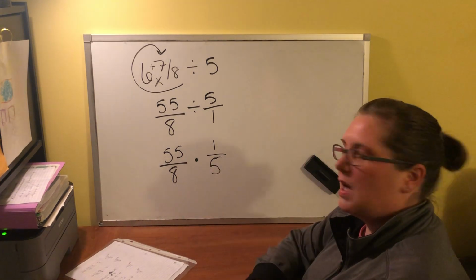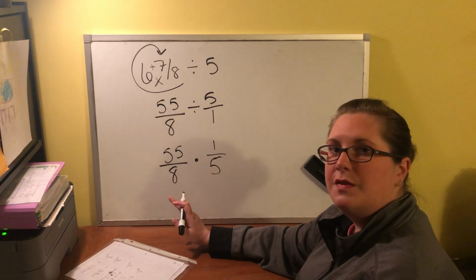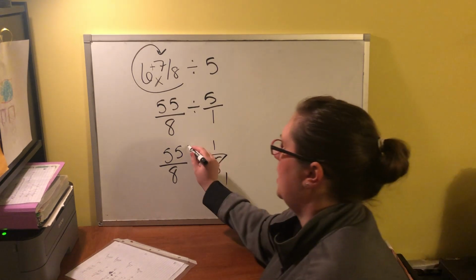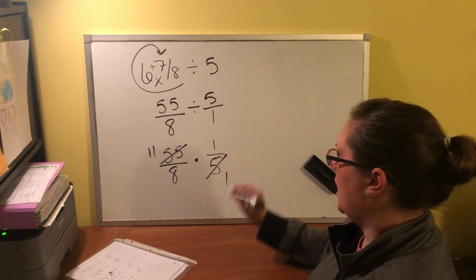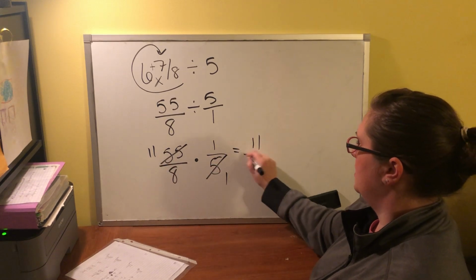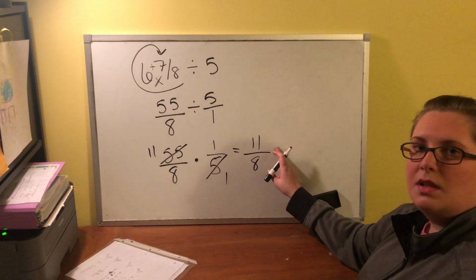Look diagonally. Do we have any common factors? The 8 and the 1, we do not, but 5 and 55 we can simplify. 5 goes into 5 one time. 5 goes into 55 11 times. Now I can multiply. 11 times 1 is 11. 8 times 1 is 8. Now I have 11 over 8.